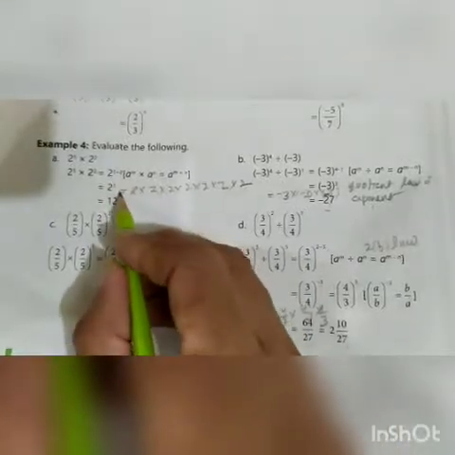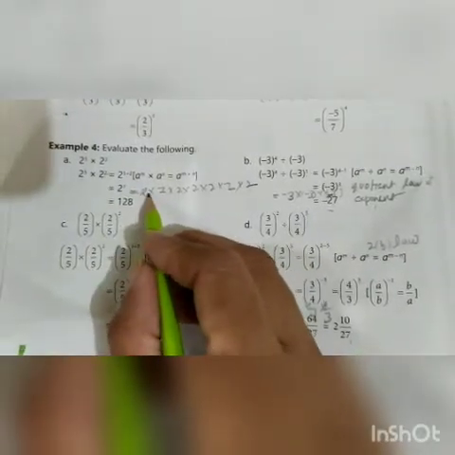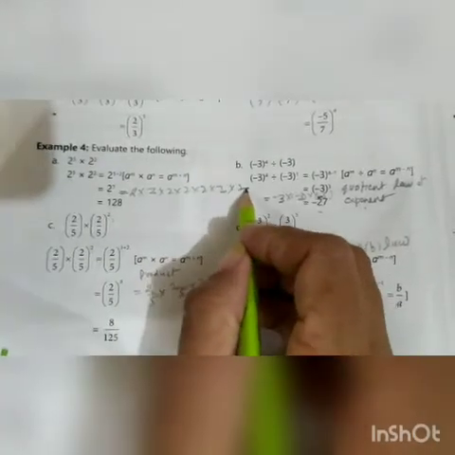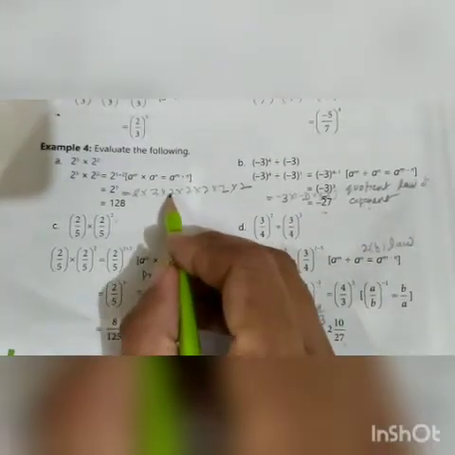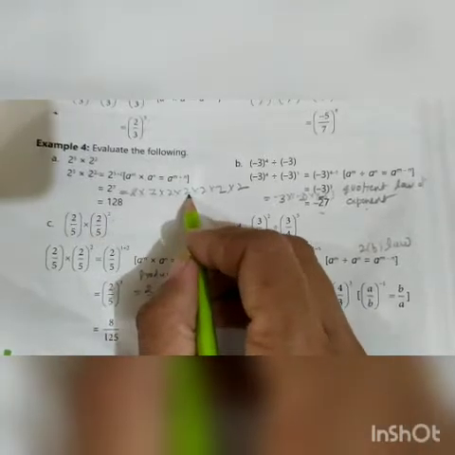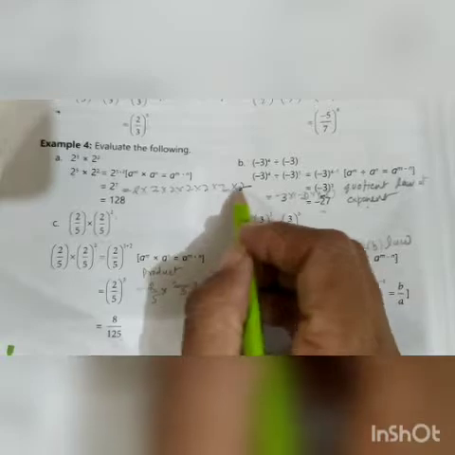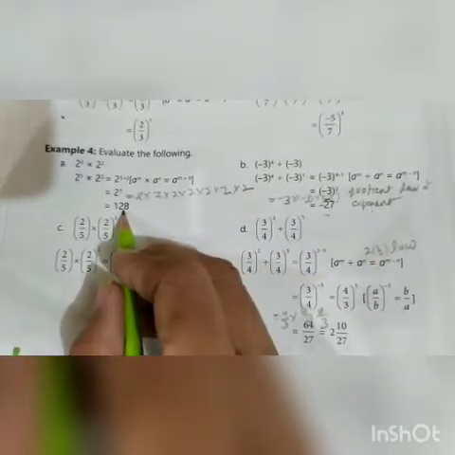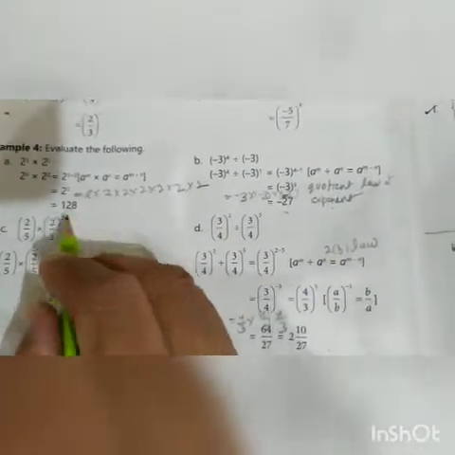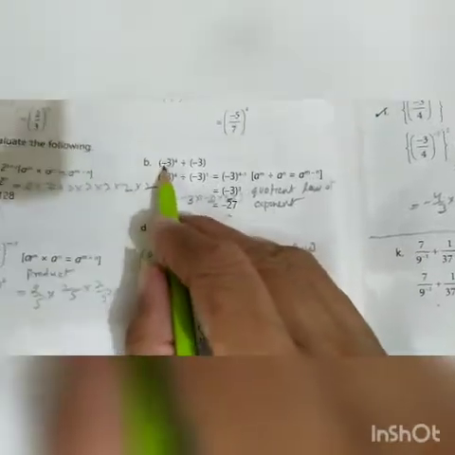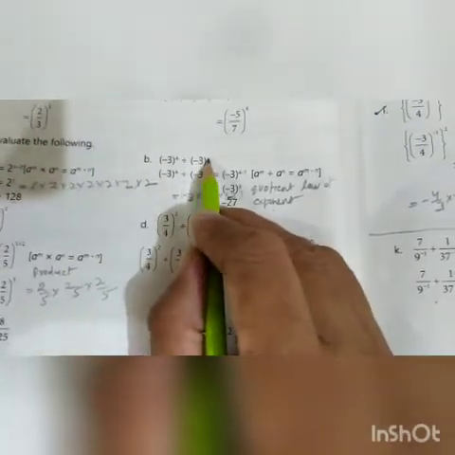Now we will multiply this 2, 7 times. 2 into 2 into 2 into 2 into 2 into 2 into 2. 2 twos are 4, 4 twos are 8, 8 twos are 16, 16 twos are 32, 32 twos are 64, and 64 twos are 128. Clear? Now B part. Minus 3 power 4 divided by minus 3.